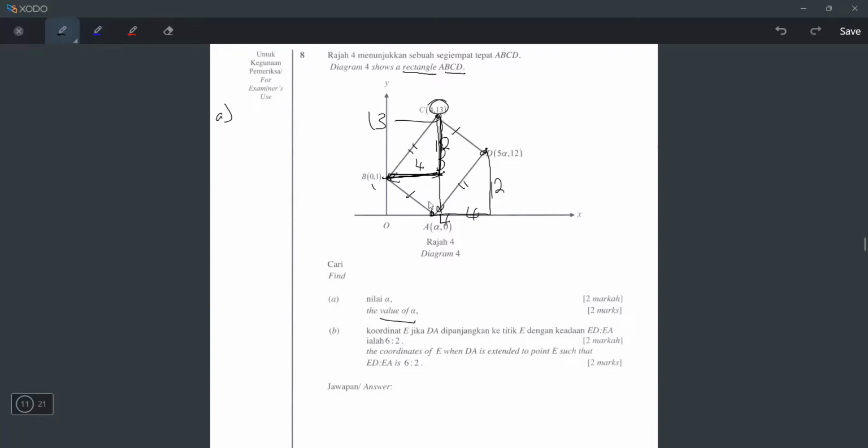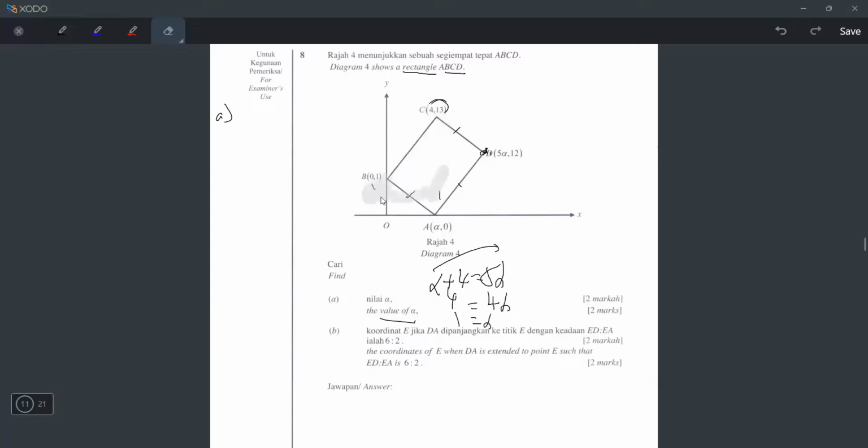Because it has to be the same, since it's a rectangle, the alpha becomes alpha plus 4. After you add 4, you should get 5 alpha. Then you move the alpha over, so 4 alpha equals 4, and alpha equals 1. That's the answer, and you get 2 marks for this. Okay, let's erase everything. So that's all, that's the answer.